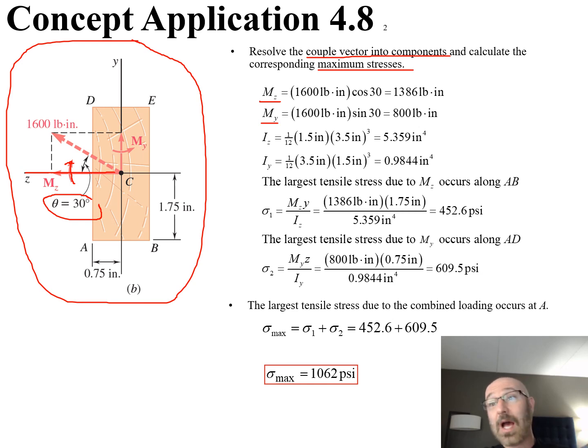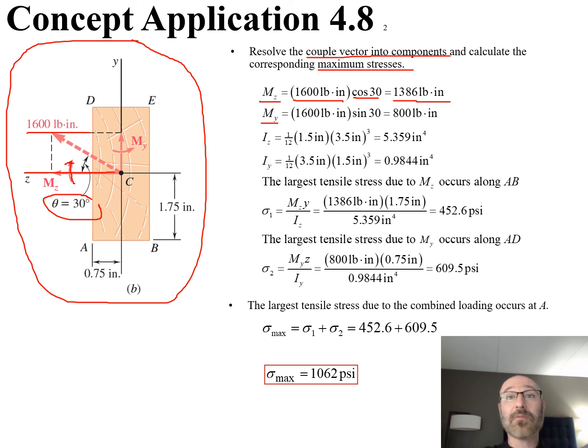I can remember SOH-CAH-TOA, bring it back all the way from high school or junior high school math, plug that in there, and we can see our m sub z is equal to our 1,600 pound-inch times our cosine of 30. So we can plug that in. That gives us a numeric value for m sub z when we break that into its components of 1386 pound-inches.